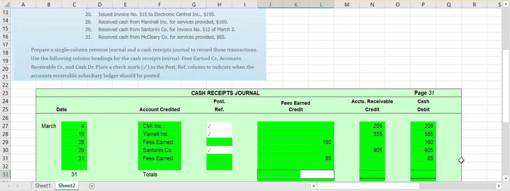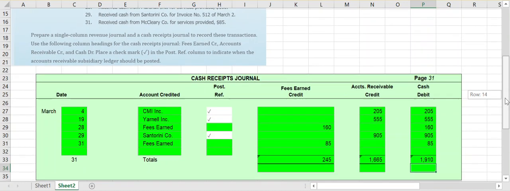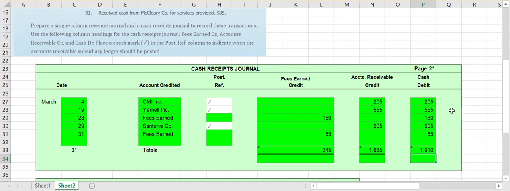So at the end of the month, we would total up each column. So we have $245 that would be credited in total to our fees earned account in the general ledger. We would credit accounts receivable in total in our general ledger for $1,165, and we would debit cash in total for $1,910. So that means we would go into our general ledger, and in the cash ledger, cash account number 11, we would post a debit to cash for $1,910 in total.